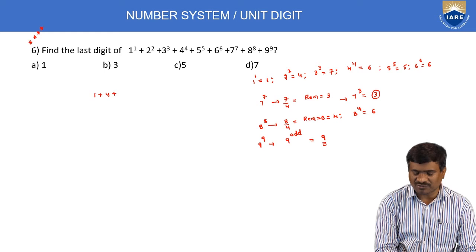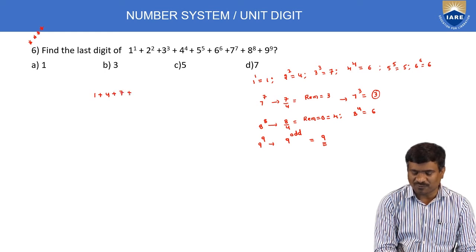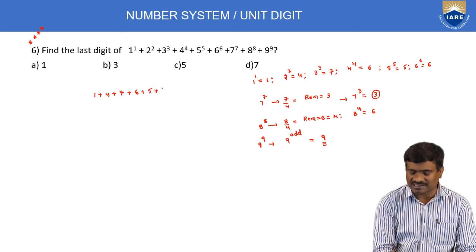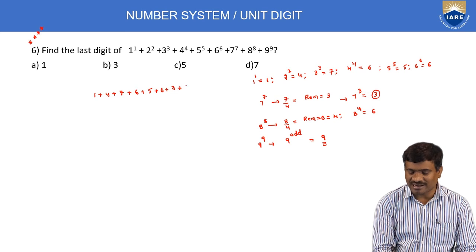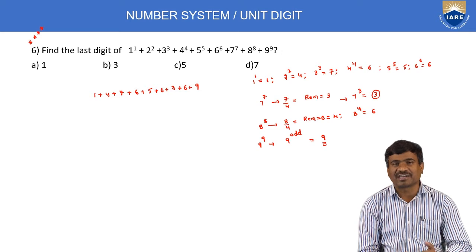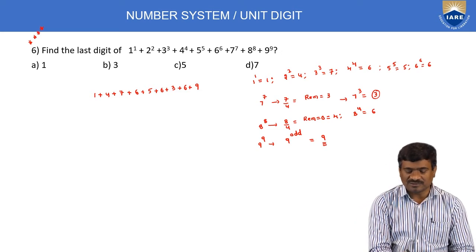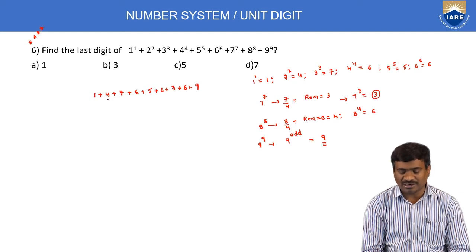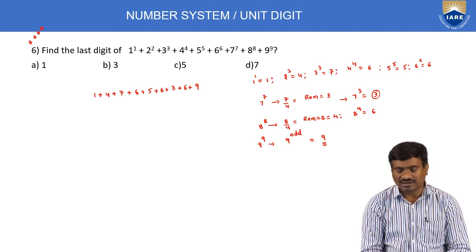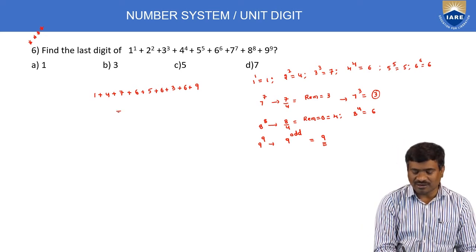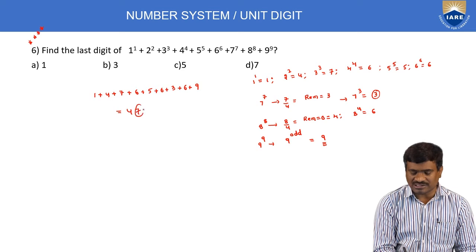Next, 3 to the power of 3 is 7, 4 to the power of 4 is 6, 5 to the power of 5 is 5, 6 to the power of 6 is 6, 7 to the power of 7 is 3, 8 to the power of 8 is 6, 9 to the power of 9 is 9. Next, apply the operator, the simplification part. Here 1 plus 4 is 5, 5 plus 7 is 12, 18, 23, 29, 32, 38, 47. The sum is 47. In 47, the unit digit is only 7.